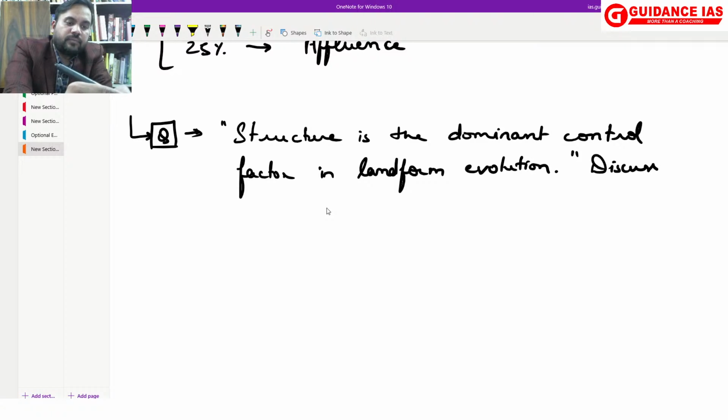Discuss. Many times this question has been asked. Now, when students get this question, because they haven't studied, actually it is one of the concepts of geomorphology which was given by Thornbury. So they don't know basically what we mean by the term structure in geomorphology. So they are not prepared.